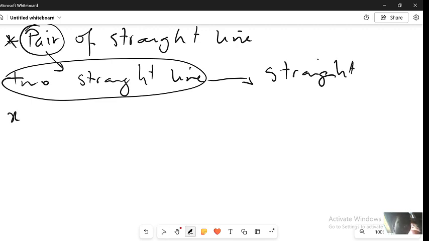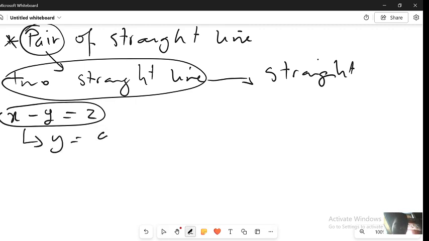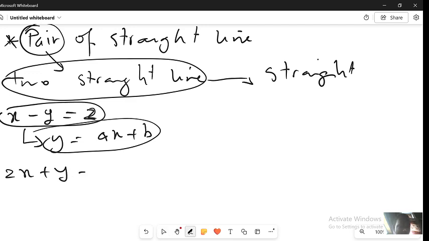Let's say for example, we have x minus y equal to something. This one is a straight line, because a straight line always has an equation like this: y equals ax plus b. This is the equation of a straight line. Now if we have x minus y equal to 2, this one is a straight line, I can also have 2x plus y equal 3. That one is also a straight line.